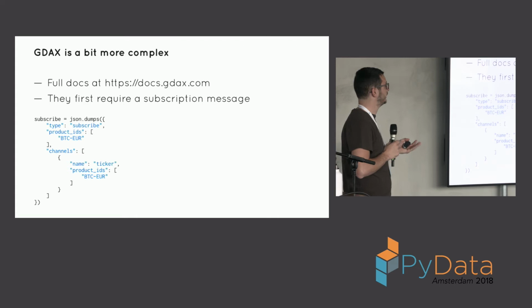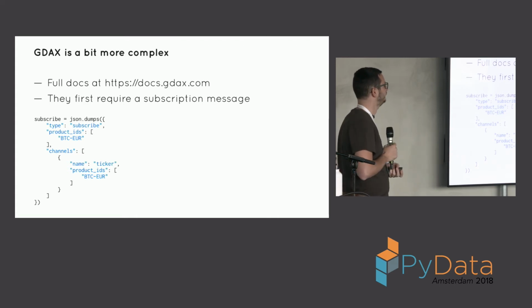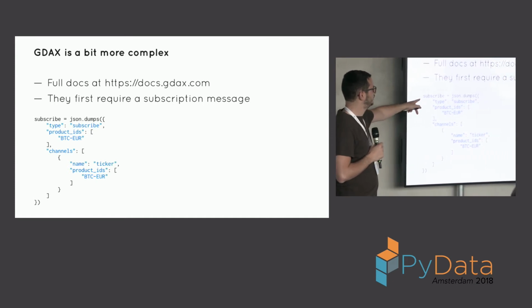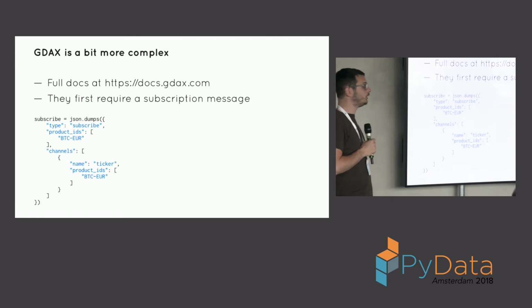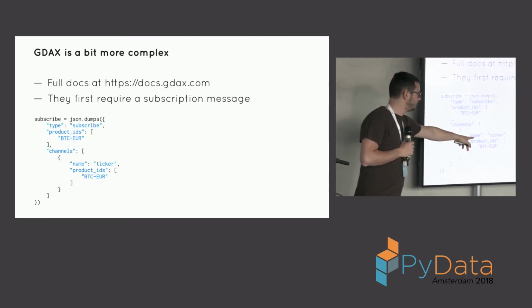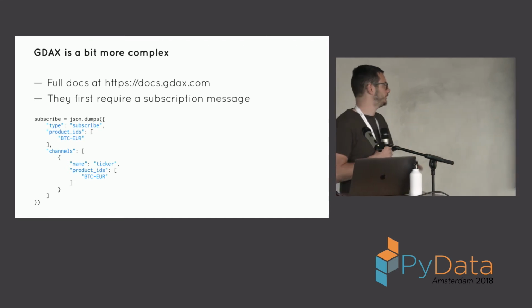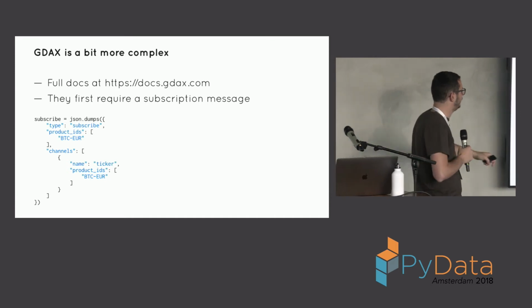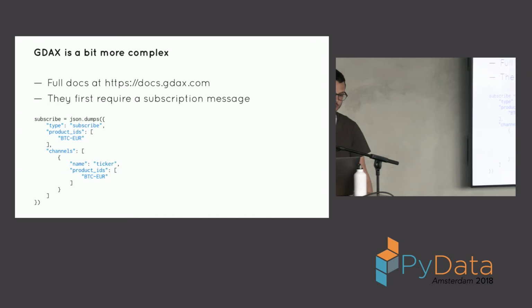GDEX is a bit more complex, because they want a subscription message before they send us data. So in this example, we use this subscription message. We basically want to subscribe to the Bitcoin Euro channel by listening to the ticker. The ticker is basically all the trades that get made. And here I had to specify again that I want to listen to Bitcoin Euro.